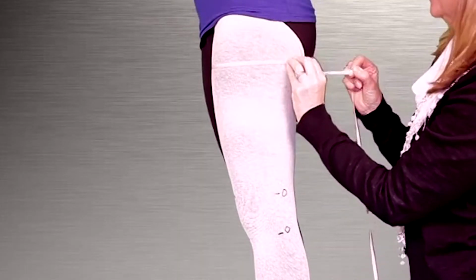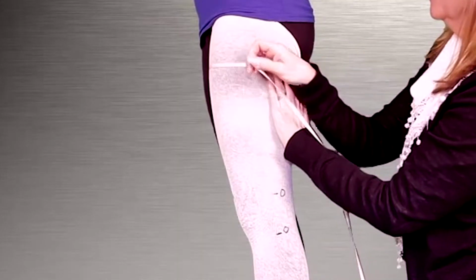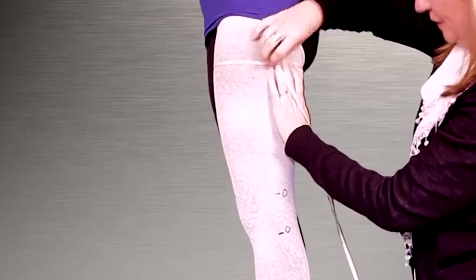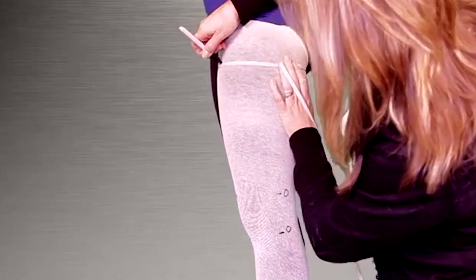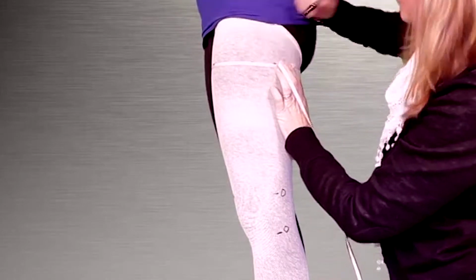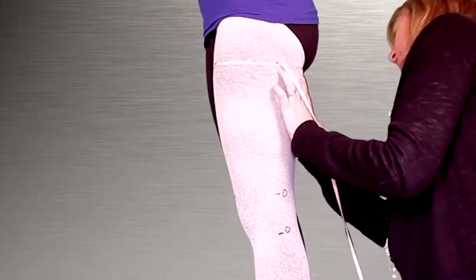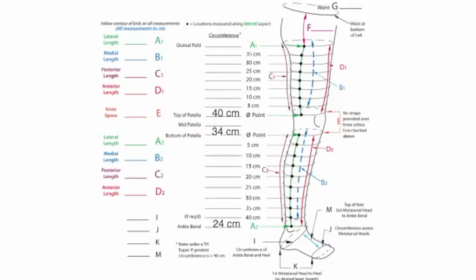Finally, wrap the measuring tape around the leg with the top edge positioned at the gluteal fold. Mark the leg at this edge of the tape at the anterior, lateral, posterior, and medial aspects, and record the circumference on the line labeled gluteal fold.